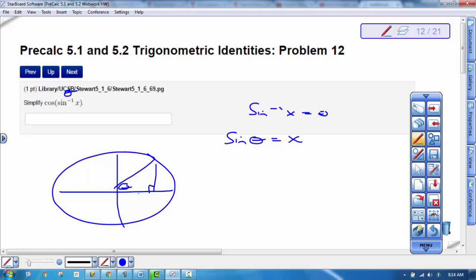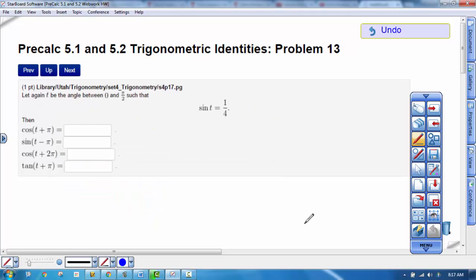So here's theta. Sine is opposite over hypotenuse, so I'm going to make that x over 1, so I get x. In which case this would be x squared minus 1. I'm sorry, it'd be square root of 1 minus x squared, according to the Pythagorean theorem, a squared plus b squared equals c squared. Now they're asking for cosine, so cosine is adjacent over hypotenuse, so it's just the square root of 1 minus x squared over 1. That's what I would enter in right there.